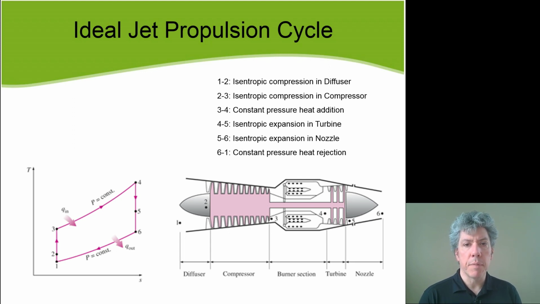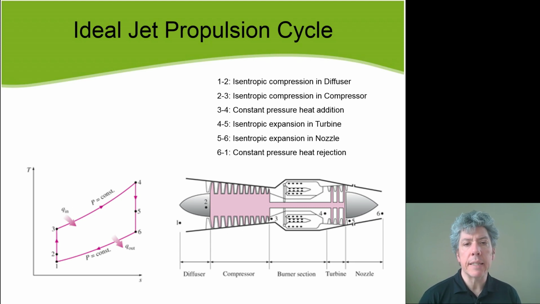And then from state 5 to state 6 at the end of the engine in the nozzle is further expansion, isentropic expansion in the nozzle, and then from state 6 to state 1 is constant pressure heat rejection. Now, that constant pressure heat rejection would occur in the atmosphere, and of course, as usual, we'll replace that process with a heat exchanger, essentially, that takes the hot air out the back of the engine and then puts it back in the front.